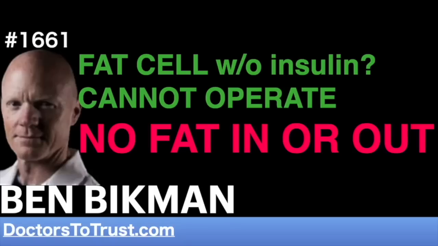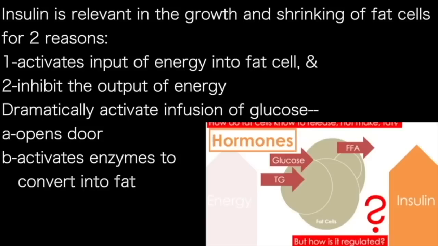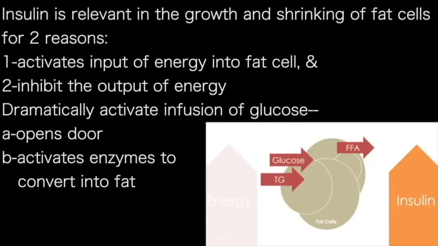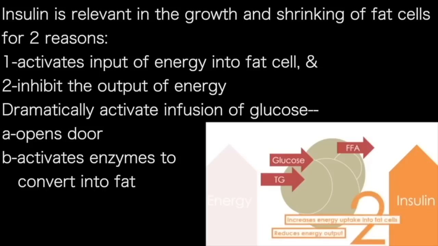Now, let's shift then and leave this kind of energetic aspect behind of pure calories and then just discuss the purely endocrine aspect of fat cell growth and shrinking. But let's keep these energetic inputs and outputs still superimposed on the fat cell. Insulin is relevant with the growing and shrinking of a fat cell for two reasons. The first being that it will activate the input of energy into the fat cell, and it will inhibit the output. Remember, insulin wants to tell the fat cell, there's energy here, this is what I want you to do with it, namely store it.